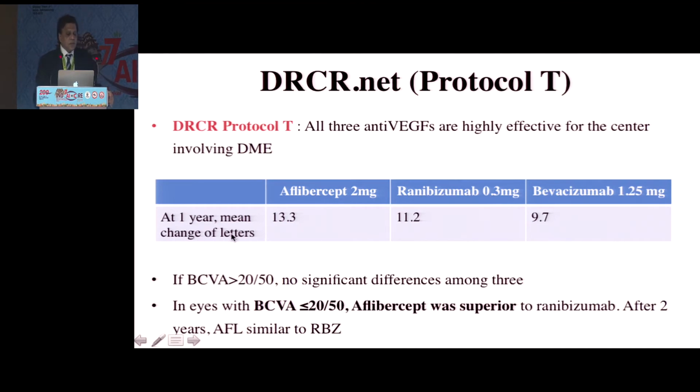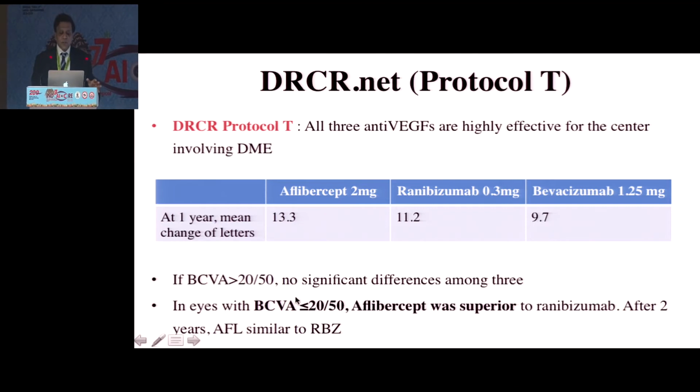Now look at the 1-year mean change of ETDRS letters: 13.3, 11.2, 9.7. Okay, is this the best? No. If vision is better than 6/18, if his vision is 6/12 and he's got DME, then there's no difference between the 3.